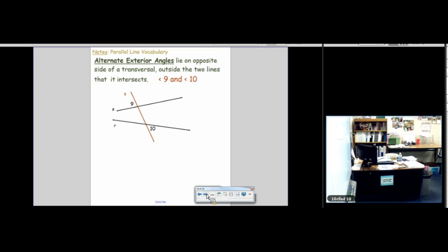These are the farthest apart that you can get. It's like these angles got in a big fight, and they're like, I want to sit as far away from you as possible. And so 9 is as far away as it can get from 10.